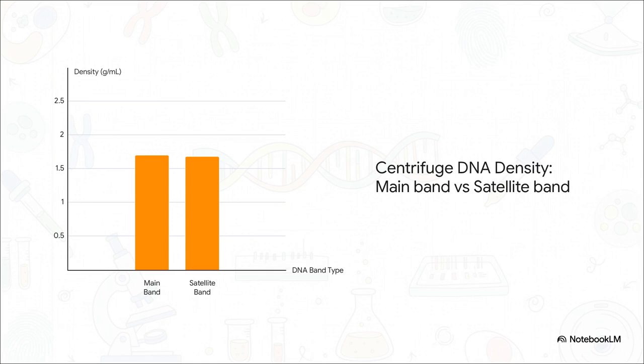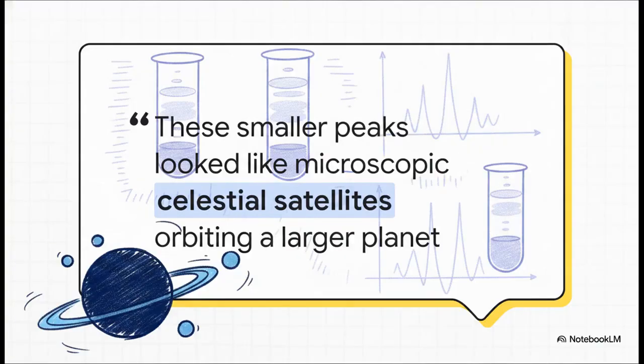But there are these repetitive sequences that are highly skewed. They are so rich in physically lighter adenine-thymine pairs that they separate completely from the heavier bulk of our genome and they end up floating higher up in the tube. And this is exactly where the name comes from. When researchers mapped out the density graph of that centrifuge tube, those distinct subsidiary bands floating higher up literally looked like tiny celestial satellites orbiting a massive planet. So it's just a really beautiful visual metaphor for a purely chemical reaction.